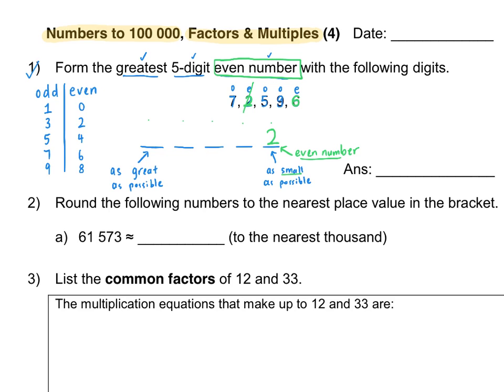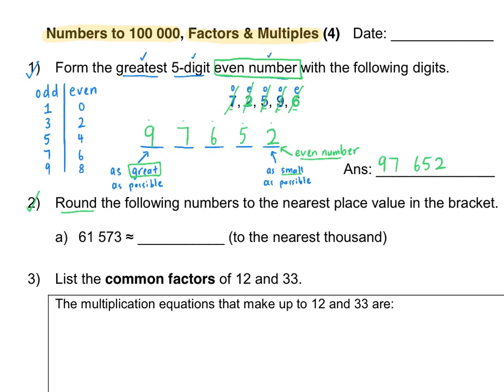Now let's look at the remaining digits. You want as great as possible. Which is the greatest number? Digit 9, and we strike, followed by digit 7, and we strike, followed by digit 6, and we strike, followed by digit 5, and we strike. So the answer for the first question will have to be 97,652. This is the answer to the first question. Let's go on to question number 2.